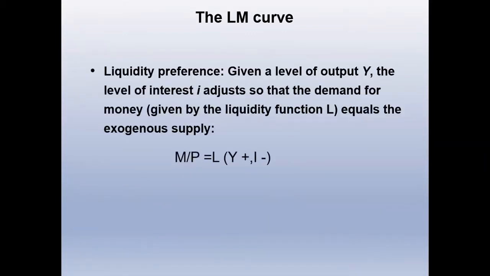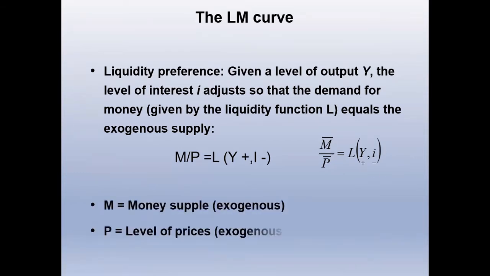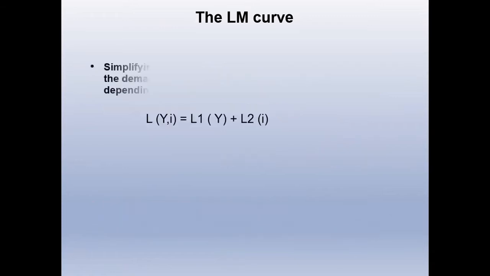We know that the liquidity of money is highly affected by the interest rate, which has a negative relation, and this is called the demand for money, and this is called an exogenous supply function. So the demand for money is highly affected by the interest rate. Money supply is exogenous, and the price level is exogenous by assumption.